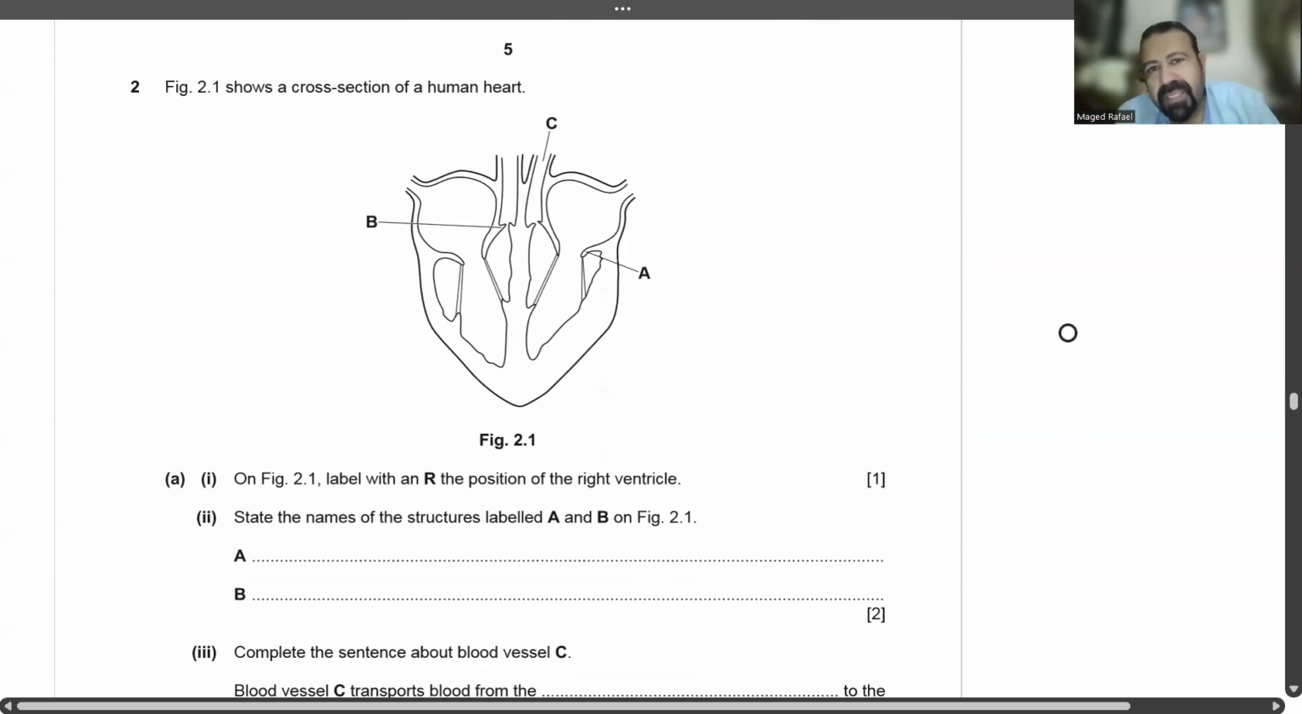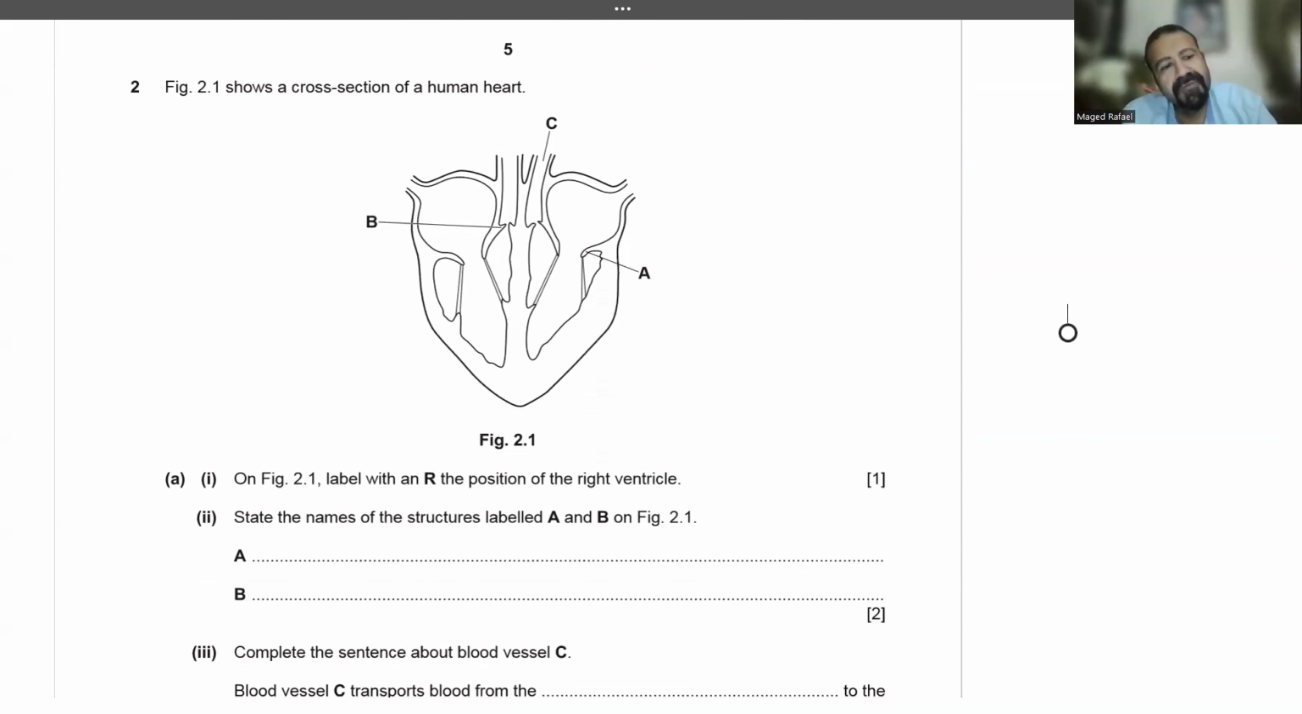Okay, let's go to question 2. I think question 1 was a gift, Malak and Emad. Okay, question 2. Khalaf, could you please answer question 2 with me? I will do AI. I want you to think about double I, please. For AI, I want you to label with an R the position of the right ventricle.